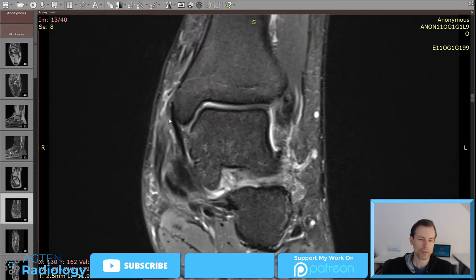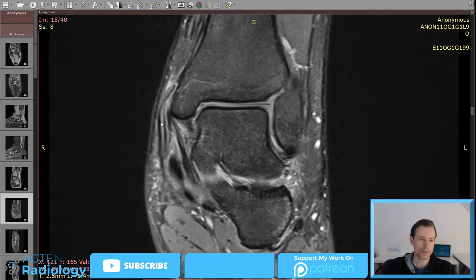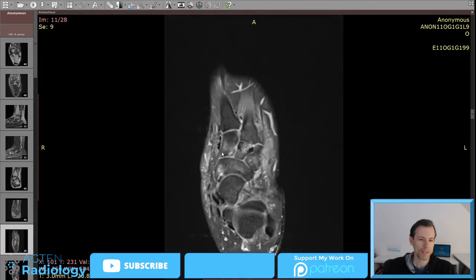It's frequently there, and it can be really a painful thing. Now, why is this also important? It's not just that we see a reason why the patient could have pain technically.